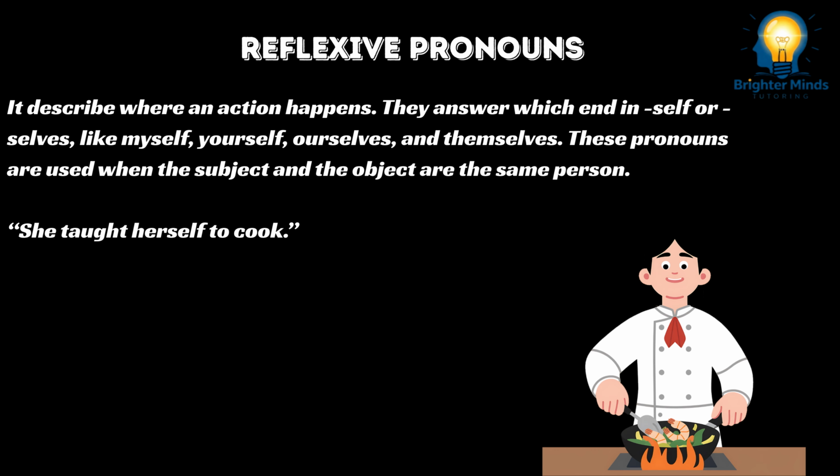Then there are reflexive pronouns, which end in self or selves, like myself, yourself, ourselves, and themselves. These pronouns are used when the subject and the object are the same person. For example, in the sentence, she taught herself to cook. The action comes back to the same person performing it.